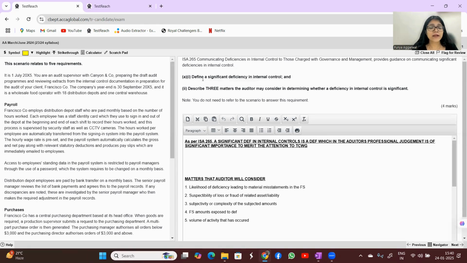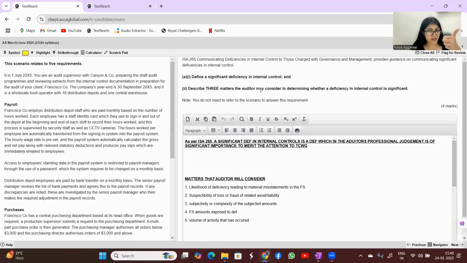Okay. So there are 2 parts to this. One says, define a significant deficiency in internal control. So what do you understand? What do you mean? Or what does the auditor mean when he's saying that this deficiency is significant? This is not significant.